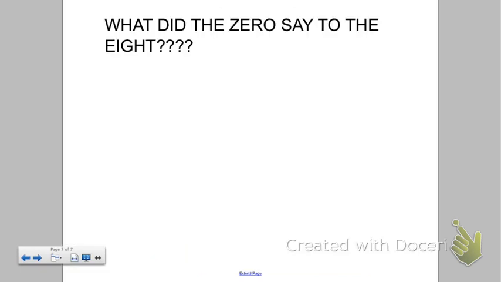And our last question is the joke of the day. What did the 0 say to the 8? Take a second to copy down the question, and everyone think of their best answer and come to class with their answer tomorrow.